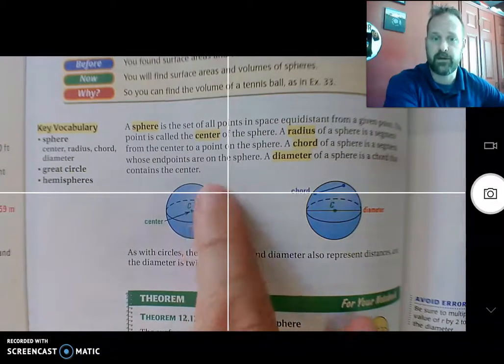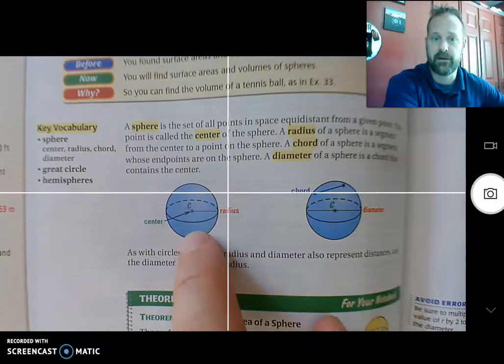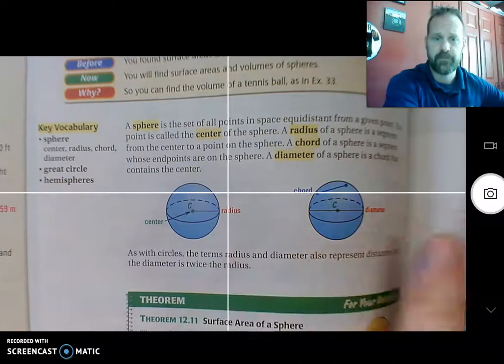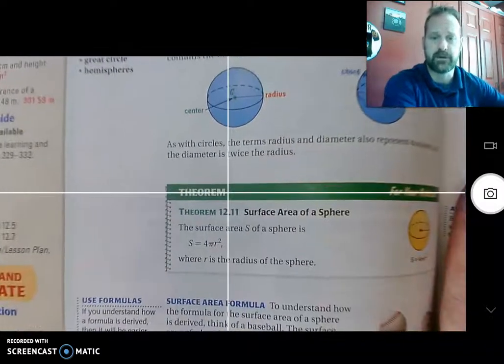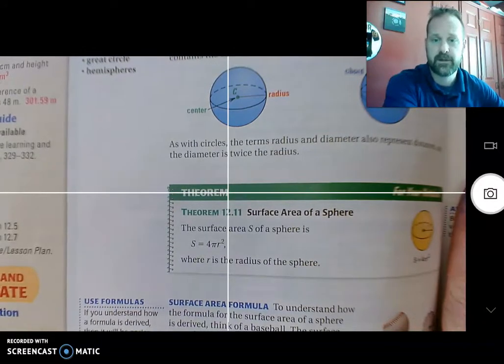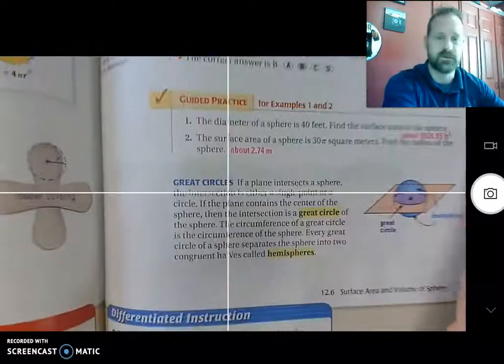So anywhere, you can go here, there to there. All right, so we've got our surface area of a sphere. S equals 4 pi r squared, again in squared units. And then over here, I thought this was pretty interesting.